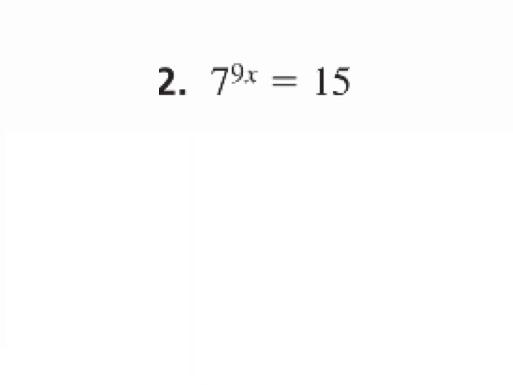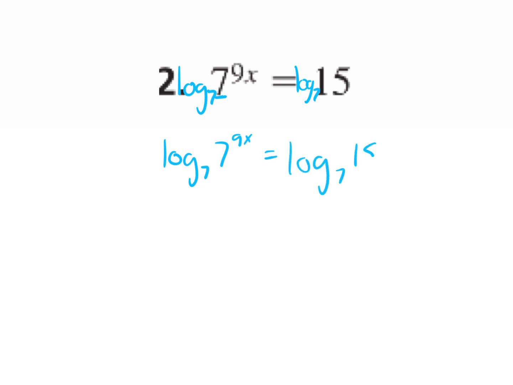For number 2, I have a base of 7. Could I make 15 be 7 to some power? No. So what do I have to do if I can't get them to have the same base? Log with what base? 9? No, log base 7, because 7 is the number that has the exponent. So log base 7 on both sides. So log base 7 of 7 to the power of 9x is equal to log base 7 of 15.